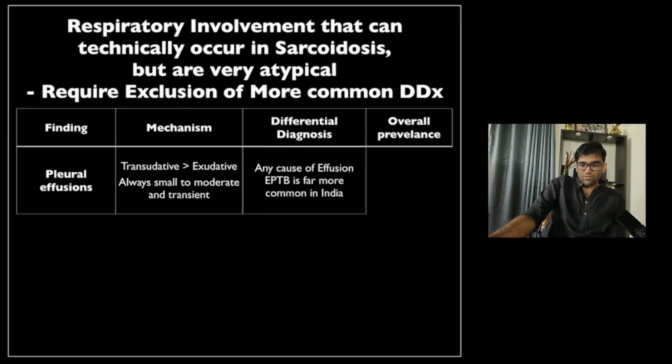The differential diagnosis of this, especially if it is exudative, is extrapulmonary tuberculosis, which is far more common in India, and therefore that would be the first thing we consider. The overall prevalence of pleural effusion in sarcoidosis is less than 10%, and therefore one must be very careful while attributing a pleural effusion to sarcoidosis.